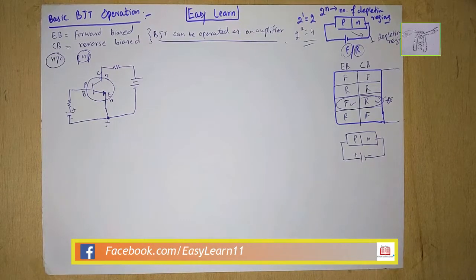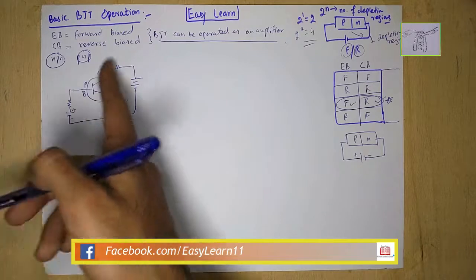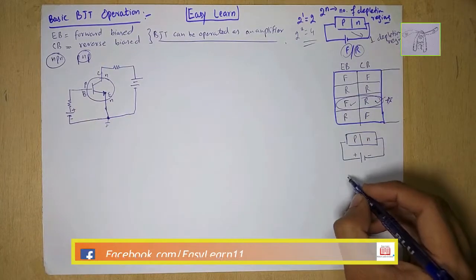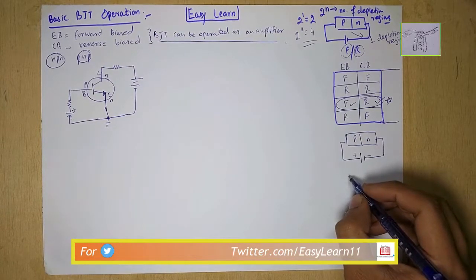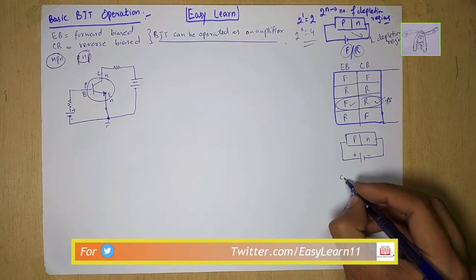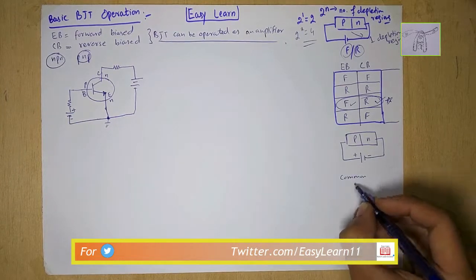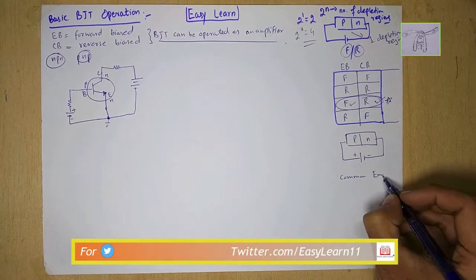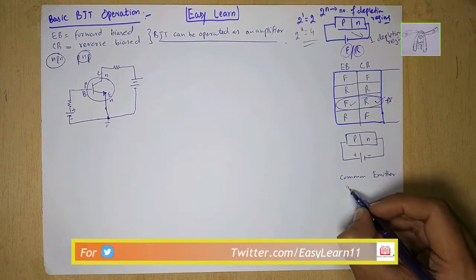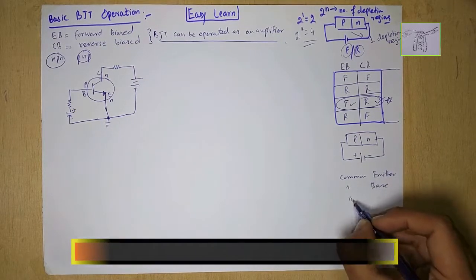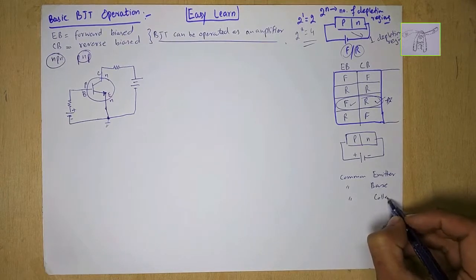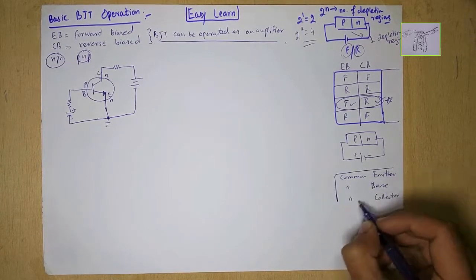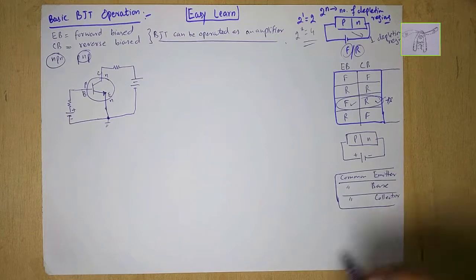Remember that this is a state. I will also explain here that there are three possibilities: common emitter, common base, and the third one is the common collector. These are the three possible cases where we can use it.